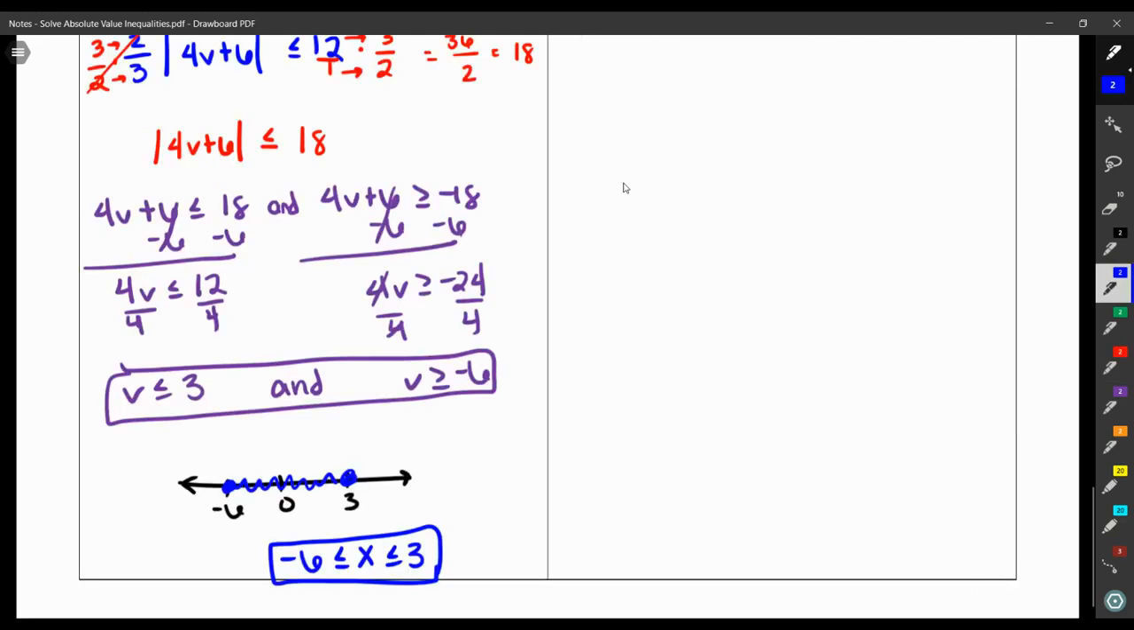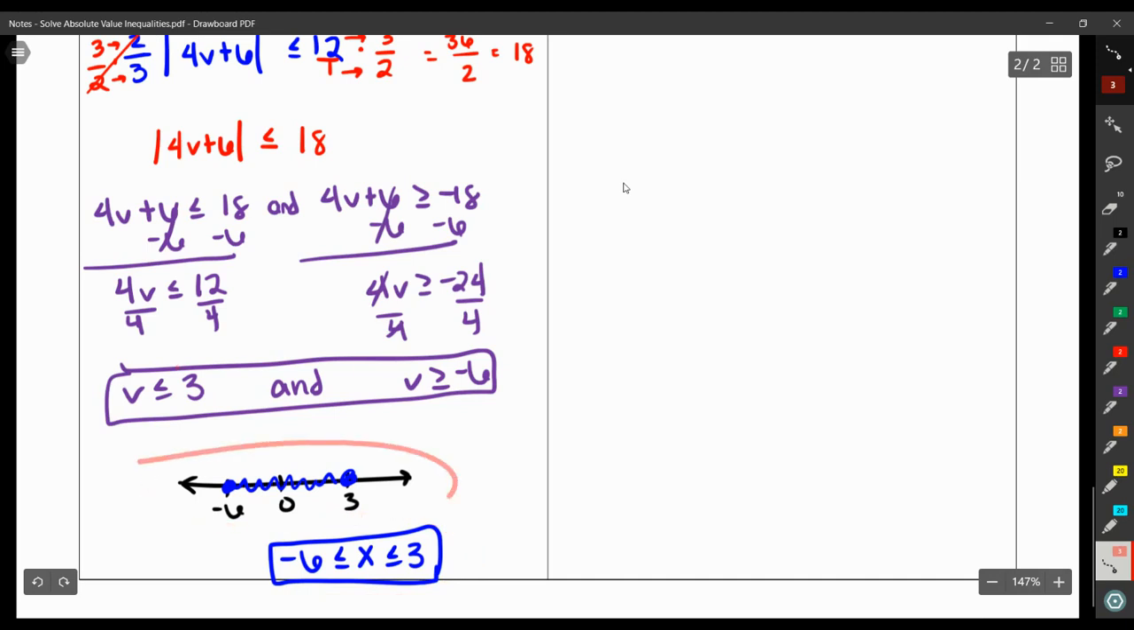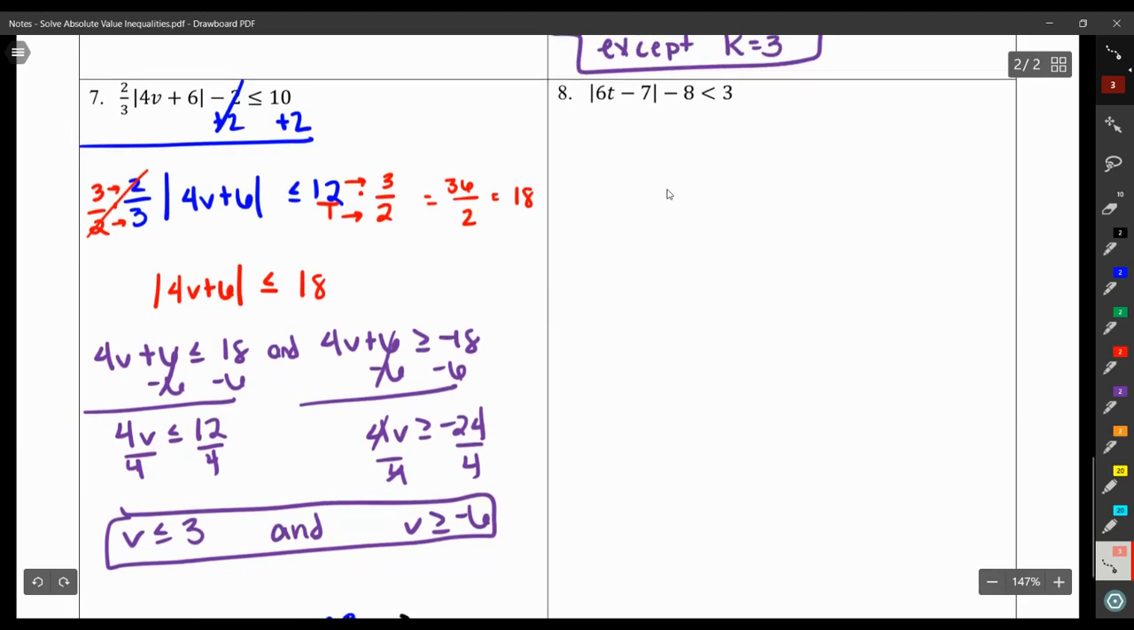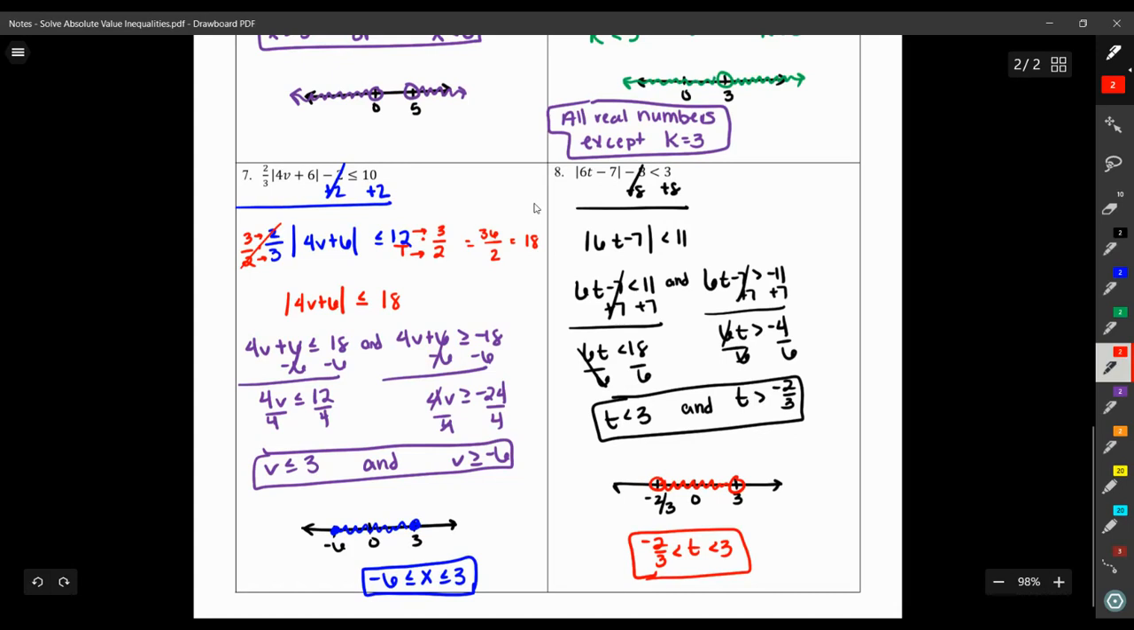Both of these solutions are acceptable. You can either have this written in 2 separate inequalities with the word and, or you can write it all together in a single inequality. And here's the graphical representation. Pause the video, see if you can try one more completely on your own. Try number 8. And here are your 2 acceptable answers for number 8.